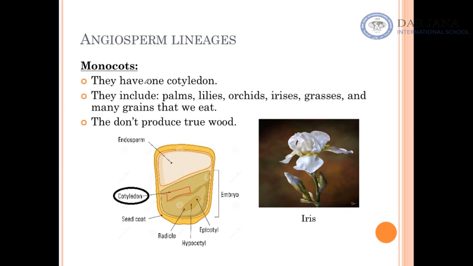So monocots have one seed leaf, or one cotyledon. They include the palms, the lilies, the orchids, the irises, the grasses, and many grains that we eat. What is known about monocots mainly is that they do not produce true wood.